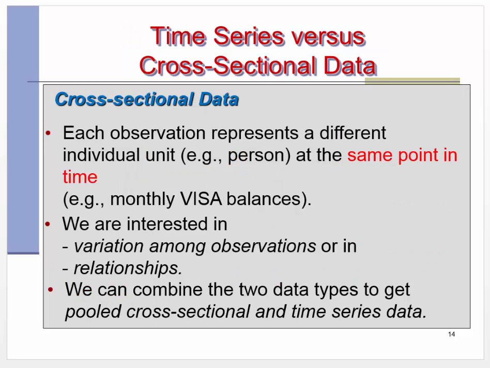On the other hand, in cross-sectional data, each observation represents a different individual unit, such as a person at the same point in time. The key here is at the same point in time. For example, the monthly Visa balances of all cardholders. We use this type of data when we are interested in variation among observations or in relationships. Of course, we can also combine the two data types to get pooled cross-sectional and time series data.